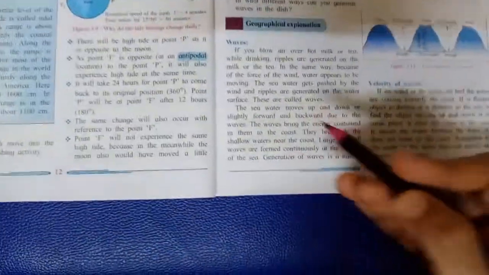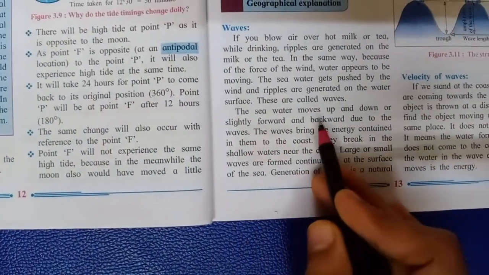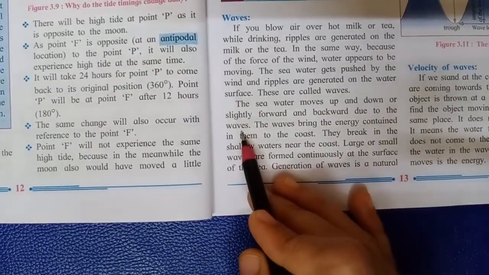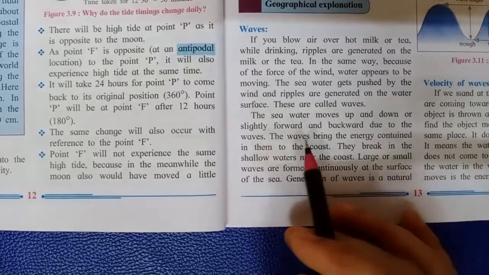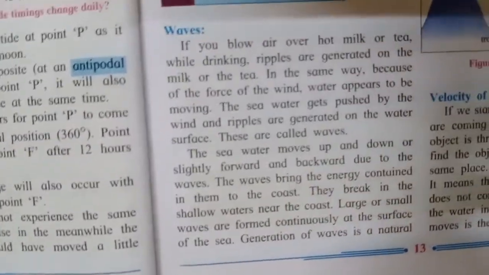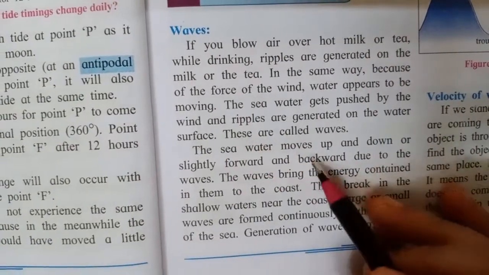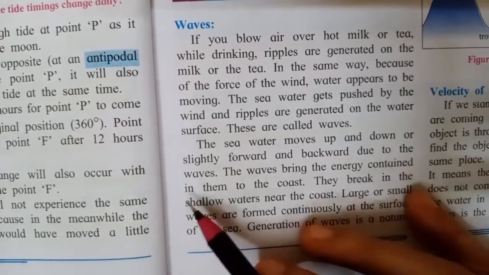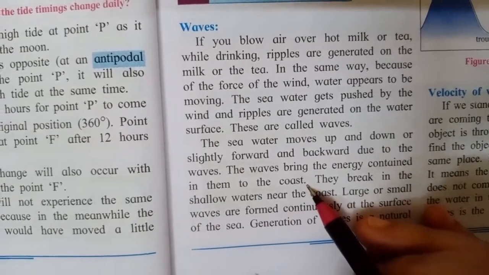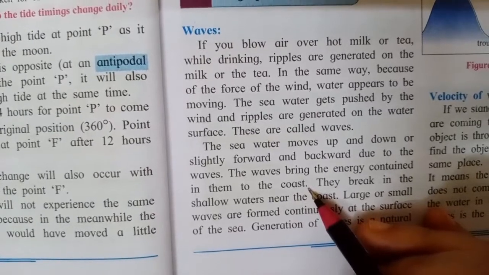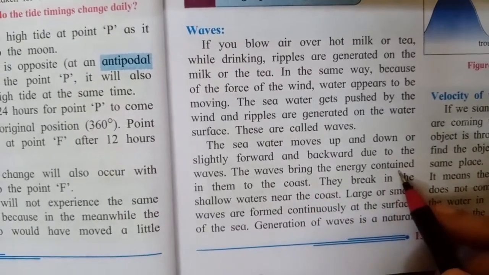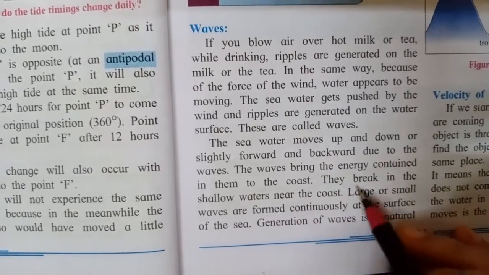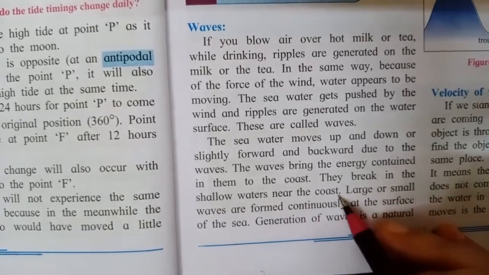The sea water moves up and down or slightly forward and backward due to the waves. The waves bring the energy content in them to the coast. So when these waves are generated, the water gets energy, gets force, and comes to the coast, that is, near the seashore. They break in the shallow water near the coast.